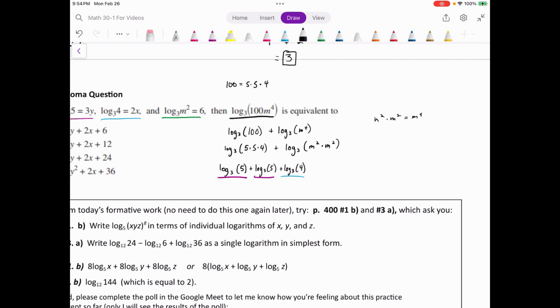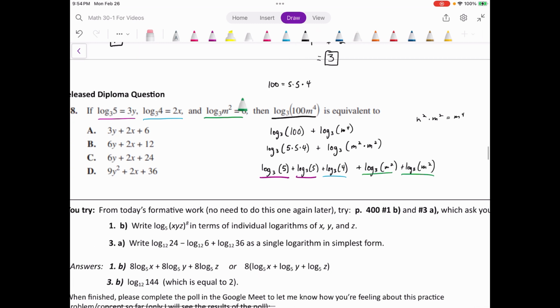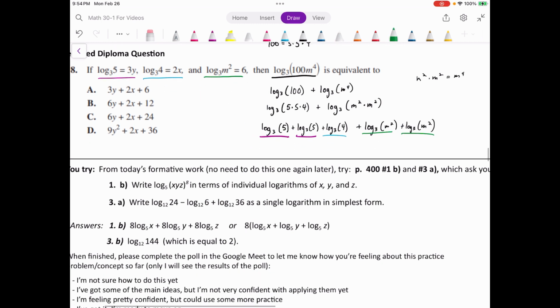So that is just, once again, log base 3 of m squared plus log base 3 of m squared. Could have also written that as m squared squared and then brought the 2 down to get 2 log base 3 of m squared. That's actually, before I jump ahead and put in my 3y's, 2x's, and 6's, I might just combine some like terms here to make my life a little bit easier.